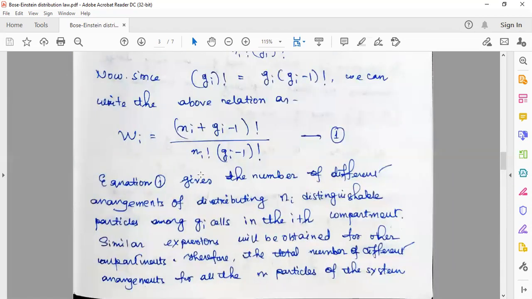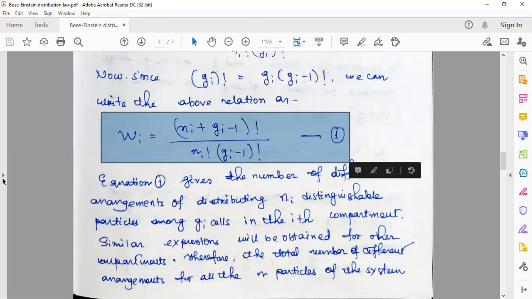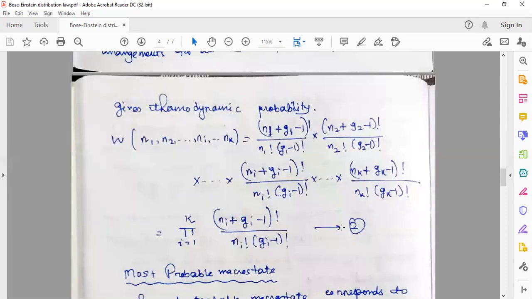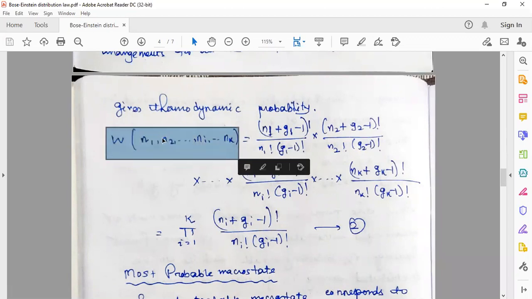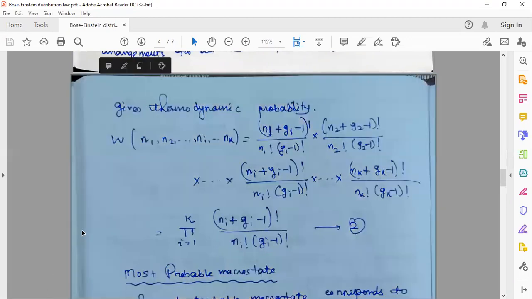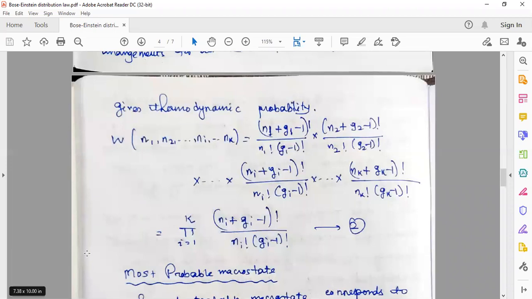So again, for examination purposes, or to make things simpler, after this expression you have found out the probability distribution for the ith compartment. So for all the compartments, for the thermodynamic probability, you can directly write this expression. This one, equal to W(N1, N2, Ni up to Nk), you can write that it is equal to this particular expression. So you can directly write it.